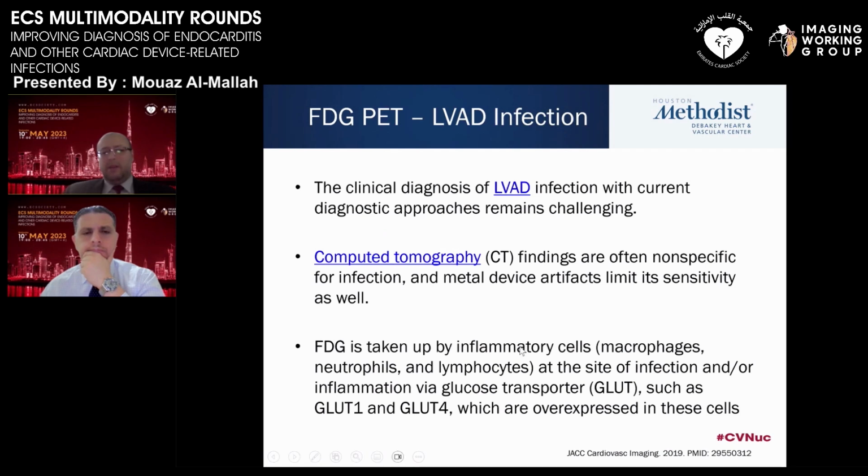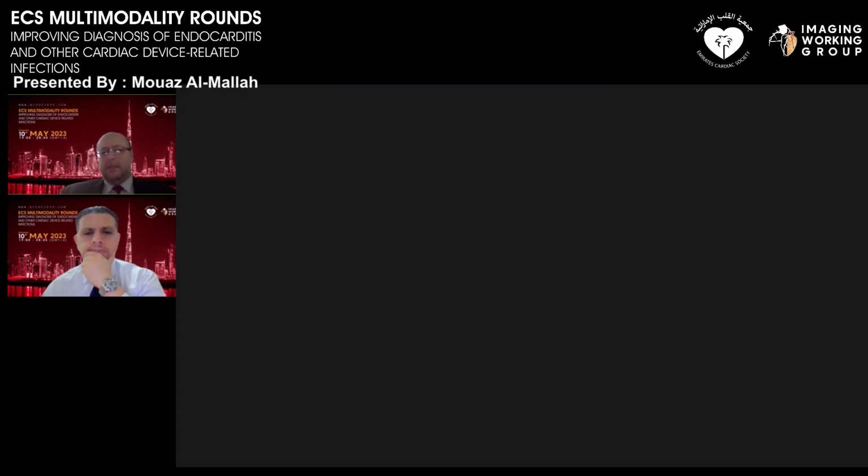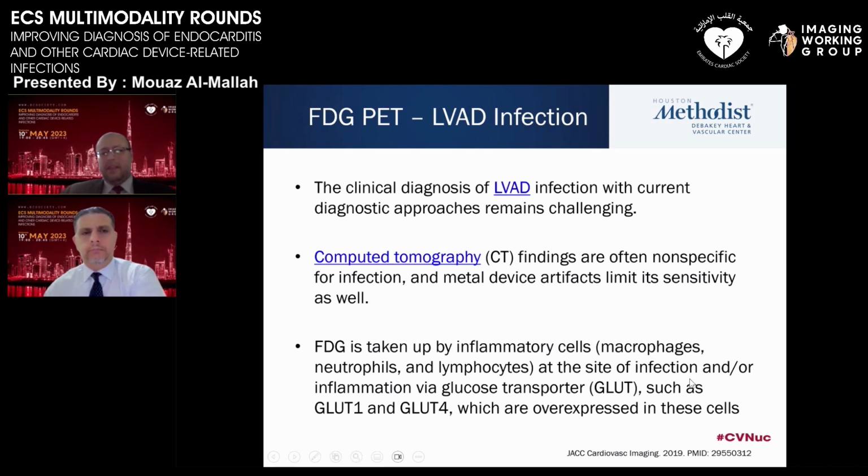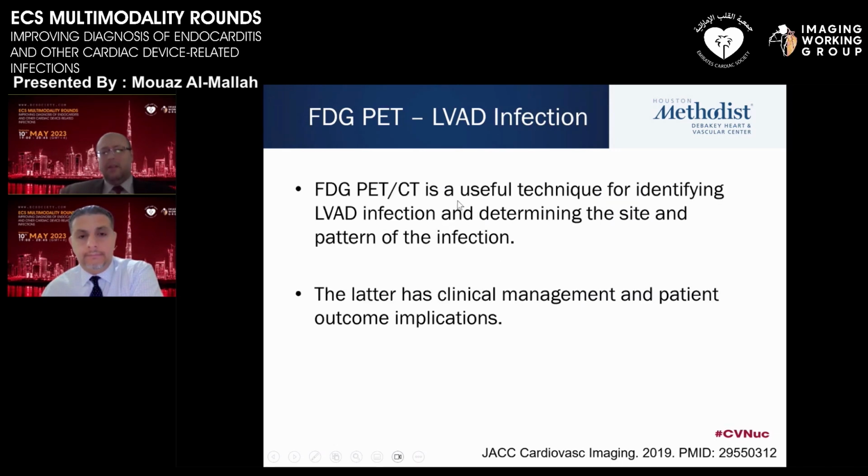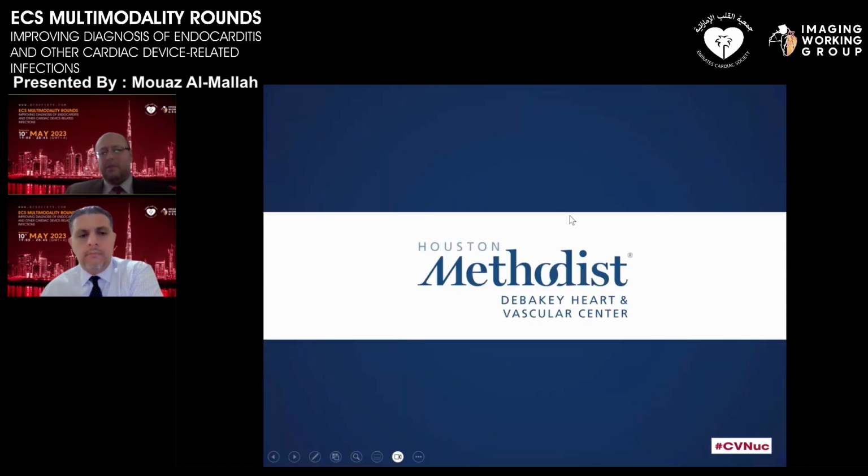We're imaging primarily the inflammatory cells, which take up the tracer and it goes inside, and they're very helpful. So FDG PET is a useful technique in identifying LVAD infection, determining the site, the pattern, and also the extent. And this is very helpful for guiding patient management and has patient implications.